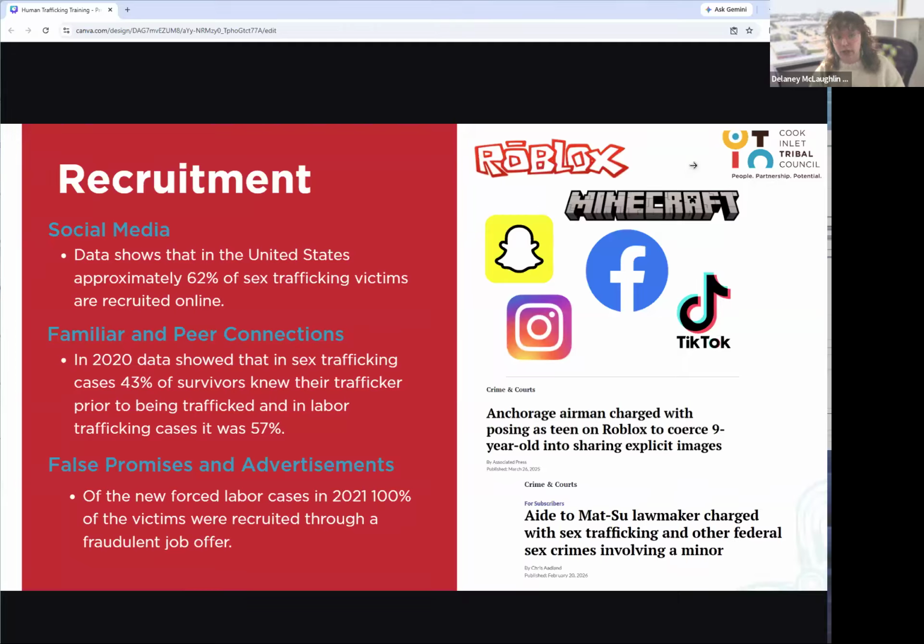In 2020, data showed that in sex trafficking cases, 43% of survivors knew their trafficker prior to being trafficked, and in labor trafficking cases, it was 57%. And like I said before, in terms of false promises and advertising, of the new forced labor cases in 2021, 100% of the victims were recruited through a fraudulent job offer.